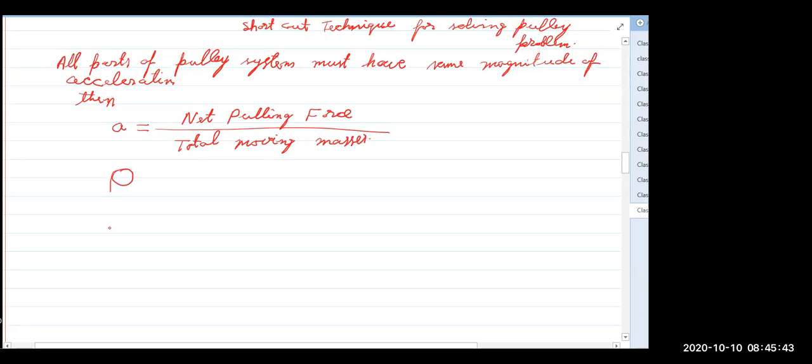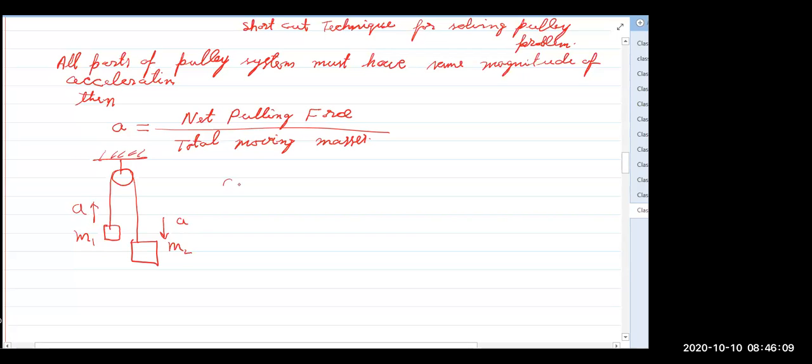Suppose we have this pulley system, one mass is here, another mass is here. So this is M2 and this is M1. First we will see whether we can apply it or not. If this is coming down with acceleration A, this will go up with acceleration A. So they have a common magnitude of acceleration. Only the direction is different, but the magnitude is common. So in this case, we can apply it.